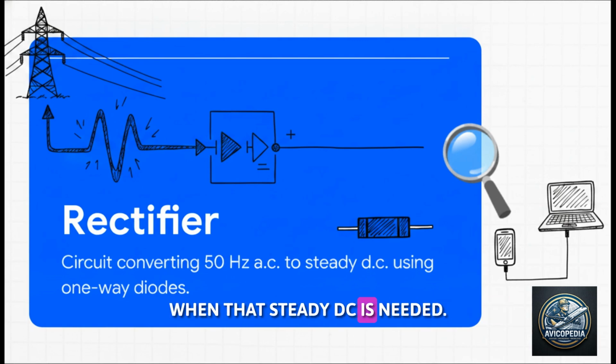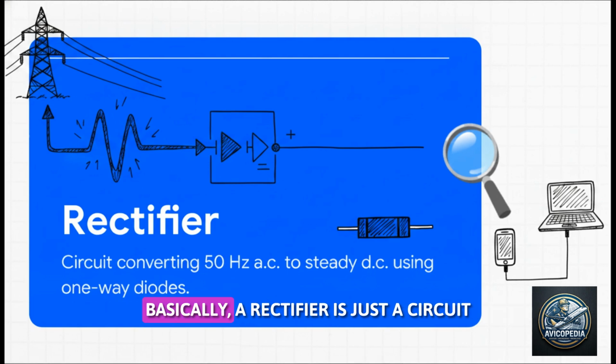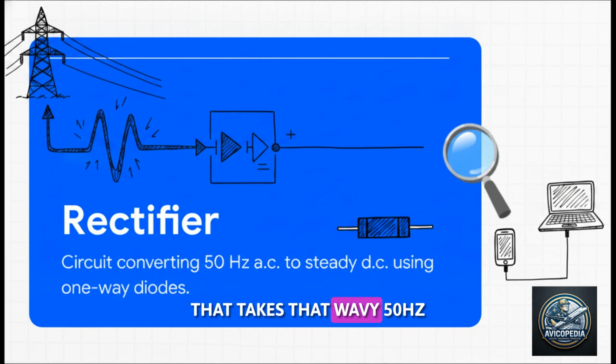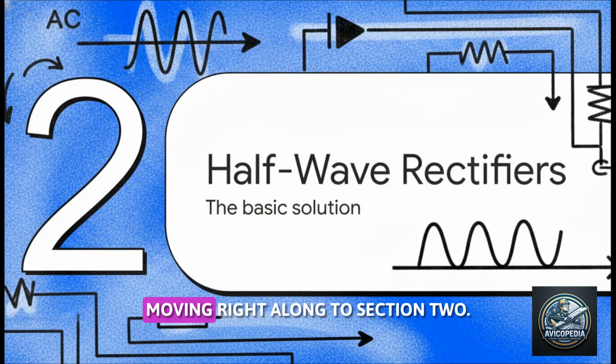When that steady DC is needed, the mains AC supply is rectified using crystal diodes. Basically, a rectifier is just a circuit that takes that wavy 50 Hz AC and forces it into a strict one-way street. Moving right along to section 2, half-wave rectifiers explained.